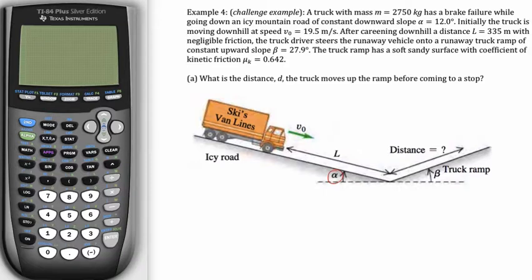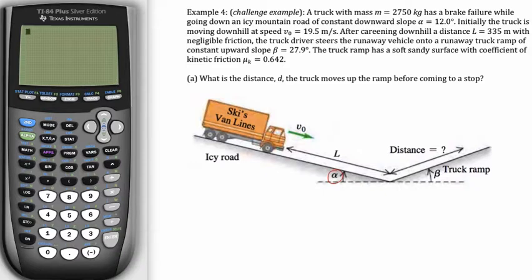The truck then steers onto a runaway vehicle ramp on the side of the road. This runaway ramp, made of gravel likely, has a high friction coefficient and a different angle. We're given the slope of the runaway ramp, 27, steeper than the road that the truck was traveling down. And that sandy surface of the runaway ramp has a quite high coefficient of kinetic friction, that is 0.642.